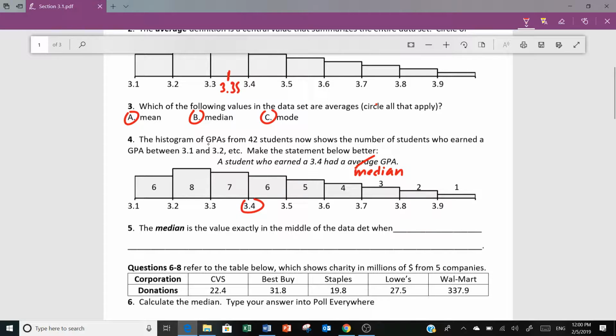Now, again, the reason why it's the median is because if you add these 3 together, you get 21. And if you add all of these together, you also get 21.